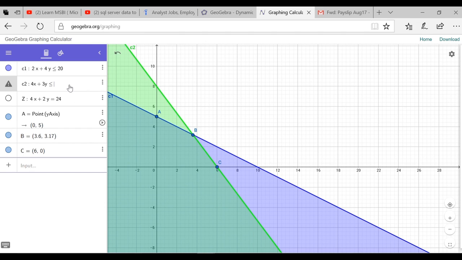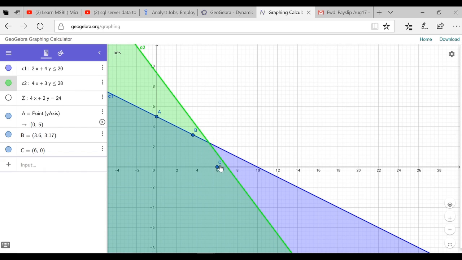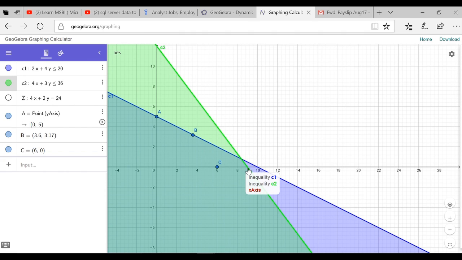So let me increase it till 30 or say 28. So my point C moves from 6, 0 to 7, 0. Let me increase it further, say till 36. So my point C moves from 6, 0 to 9, 0, and I see still all the conditions are satisfied. My new point C, that is 9, 0, is still in the feasible region. It's on the binding constraint C2 and x-axis, and it's also positive 9, 0.